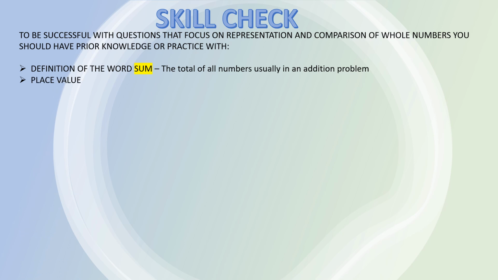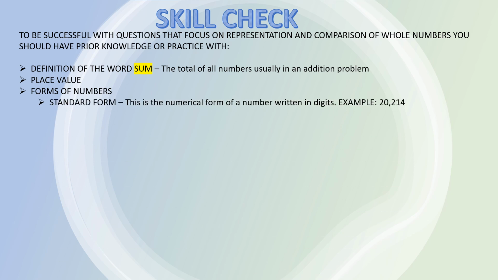Also, you need some type of practice with place value. The ones place, the tens place, the hundreds place, thousands place, 10,000s place, even the 100,000s place. You should know what place value is. Also, the different forms of numbers. The first form would be standard form. That means just writing the number with the digits.